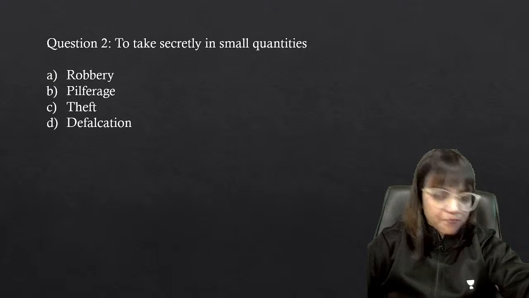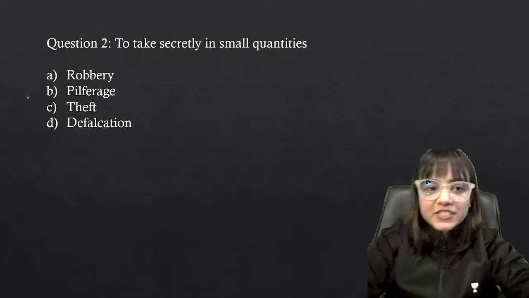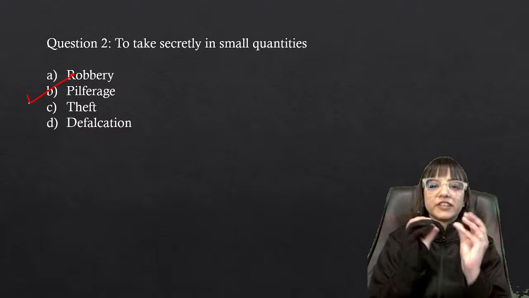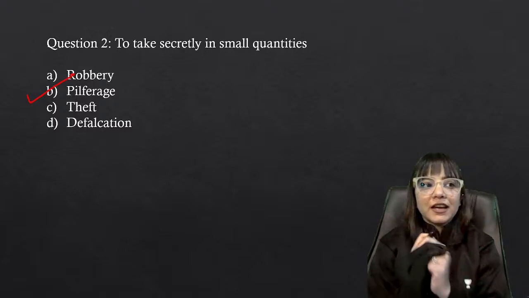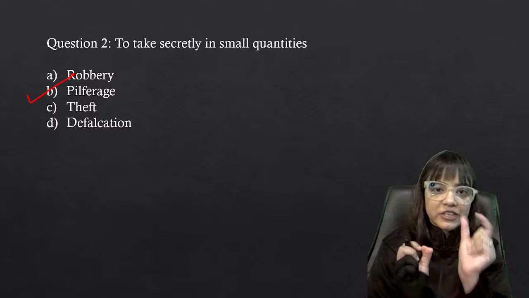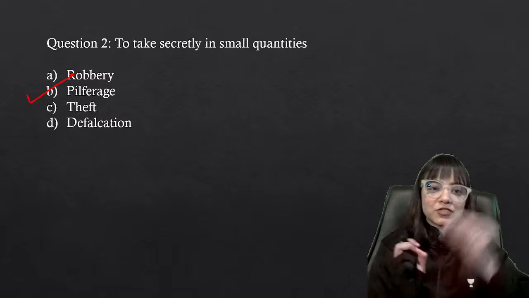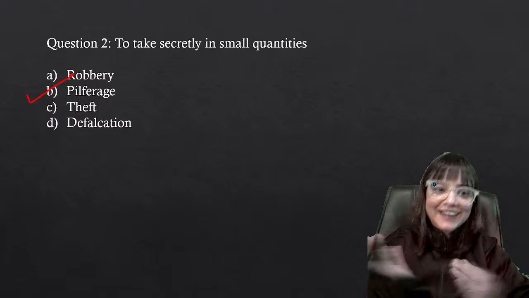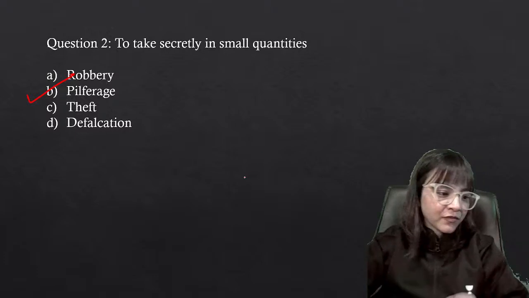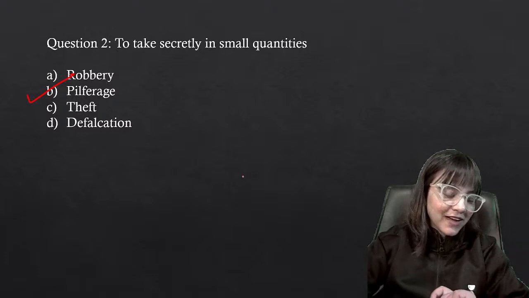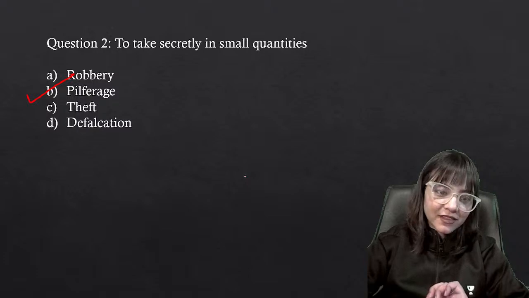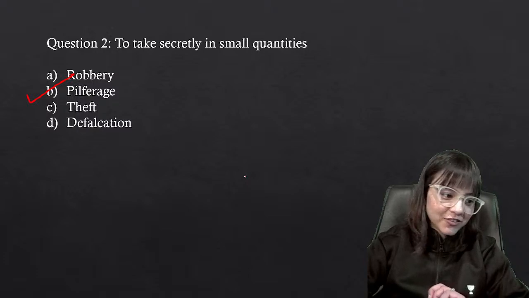Divya is also saying bravo. Okay, pilferage is the answer. Taking small quantities, or things of less value, and stealing them, slowly moving them away, is called pilferage. Okay, the correct answer will be... hi, Ravneet. Savi is saying delta. Defalcation, no.